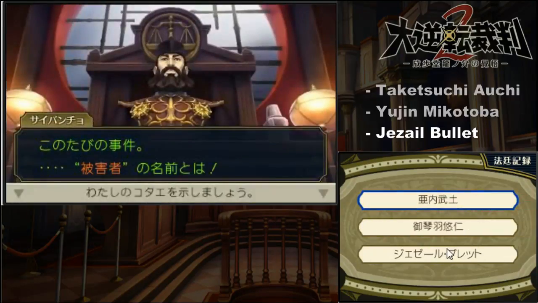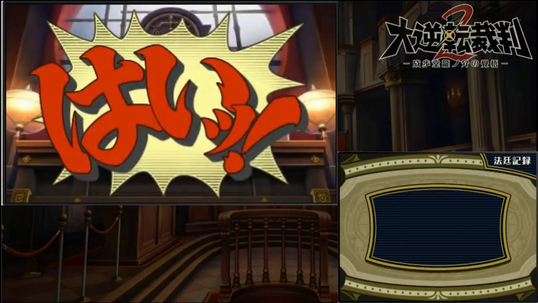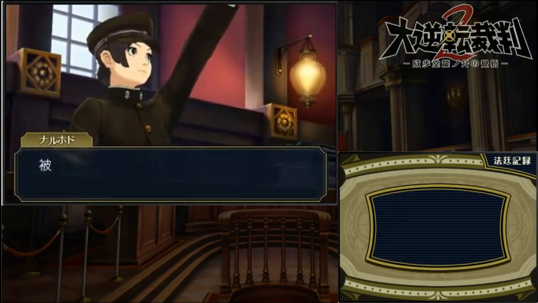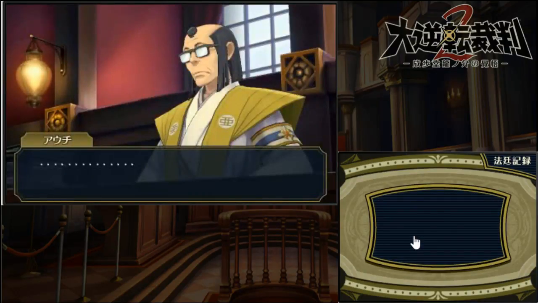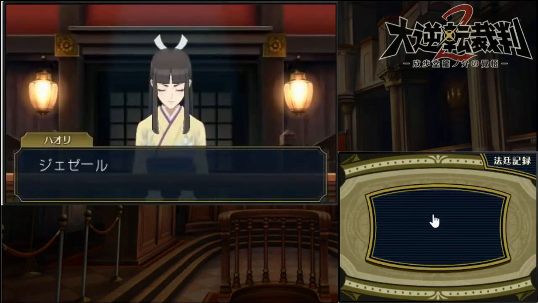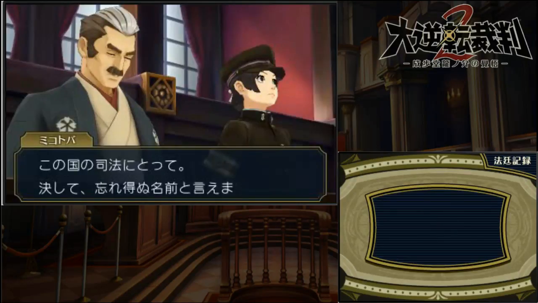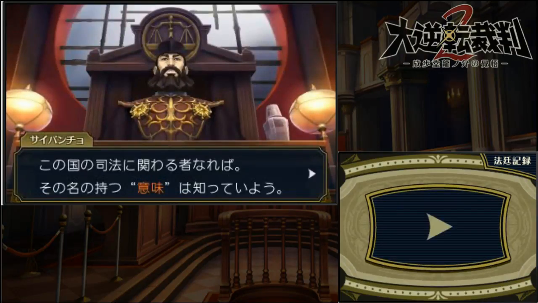Alright, our real victim is Giselle Bullitt. The name of the victim in this case is Giselle Bullitt. Giselle Bullitt. It can be said that the name is unforgettable in the eyes of this land's law. Quite so. There is no one involved in the law of this country who doesn't know the significance that name holds.